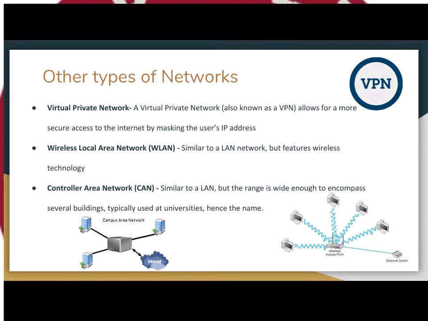So the other types of networks are virtual private networks, also known as VPNs, wireless local area networks, also known as WLANs, and controller area networks, also known as CANs. The first one on the list is the virtual private network. Basically, VPNs are primarily used when you want to hide your IP, stay safe on the internet, or in certain businesses, they're utilized for specific operations.